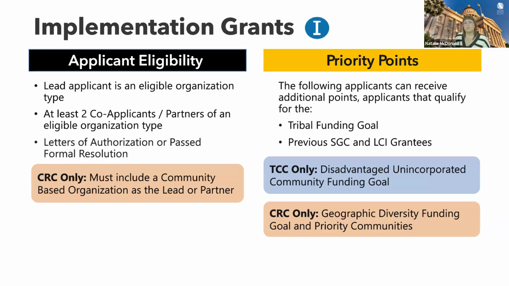For implementation grants for both the TCC and CRC program, applicants must first demonstrate that they are eligible for the TCC or CRC implementation grant and that they have eligible partners. This includes documentation such as letters of authorization or past formal resolution. Lead applicants must have at least 2 co-applicants or partners of an eligible organization type. For CRC only, there must be at least one community-based organization included as a lead applicant or partner, and they must be funded by the grant if awarded.